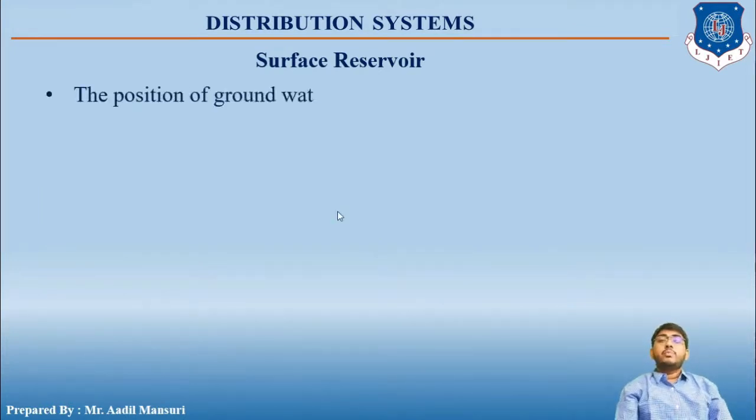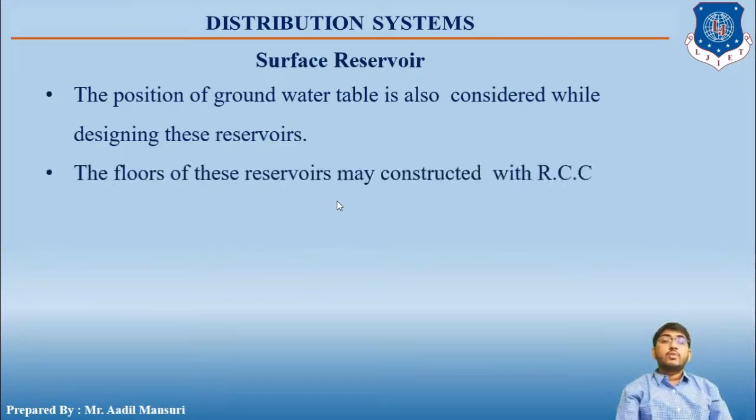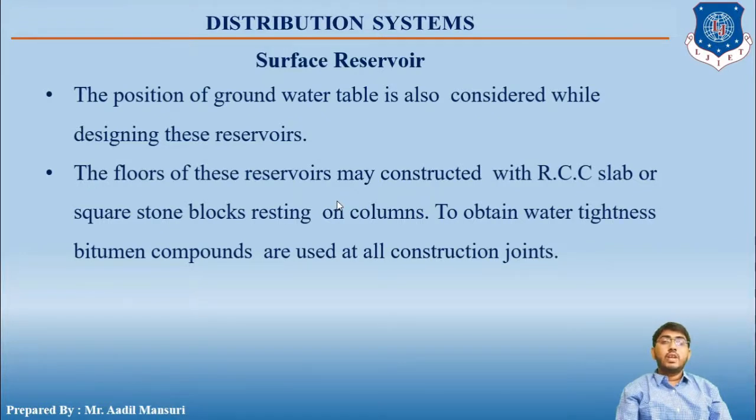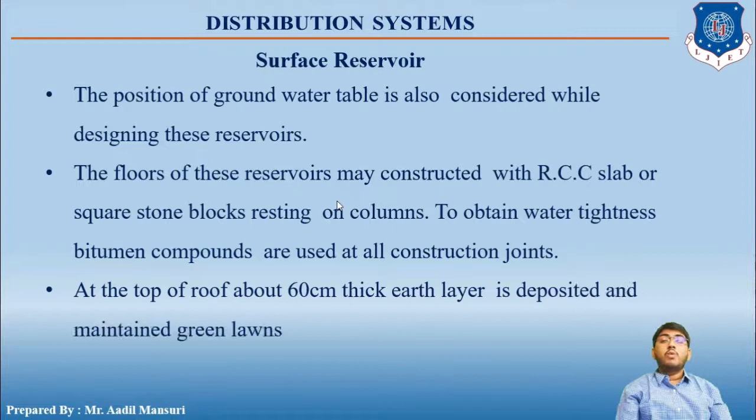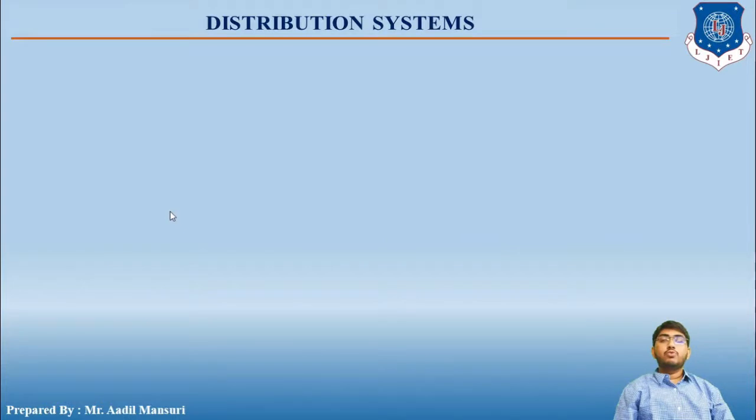So the next is the position of the groundwater table is also considered while designing these reservoirs. Okay, because if the water table is high, then the foundation of these reservoirs needs to be taken into consideration more importantly. Next, the floors of these reservoirs may be constructed with RCC slab or square stone blocks resting on the columns. And to obtain water tightness, that is to avoid the leakage, bitumen compounds are used at all construction joints. Next, at the top of the roof, about a 60 centimeter thick earth layer is deposited and maintained as green lawns to protect the reservoir from cold and heat. Okay, so let us now move ahead.